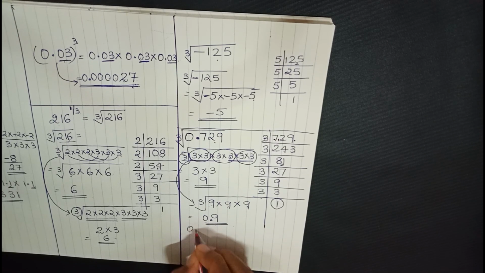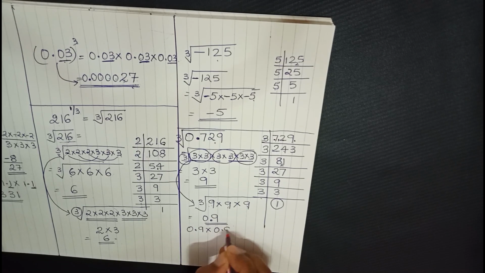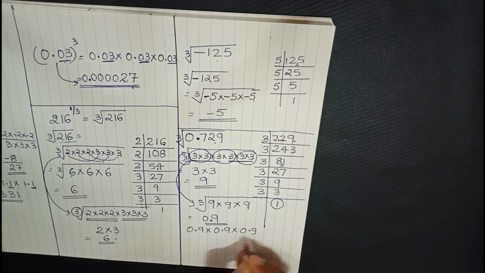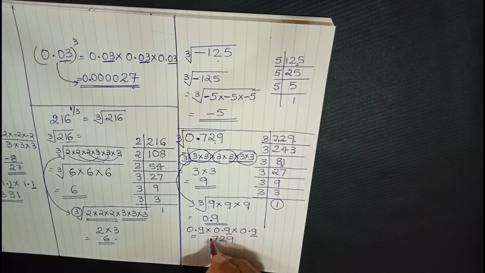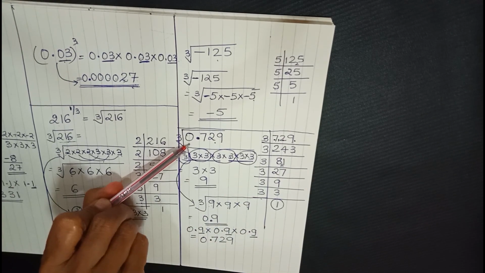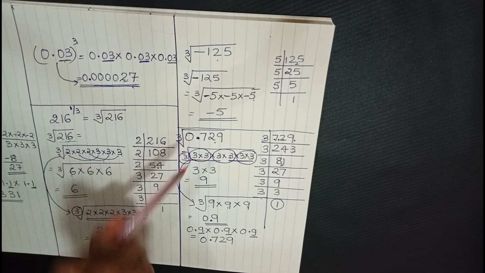Just check 0.9 into 0.9 into 0.9. Will it give you the answer? 9 nines are 81, 81 nines are 729, 1 digit, 2 digit, 3 digit. So 1, 2 and 3. We put our decimal here. See, we got the answer that we had started with, right?